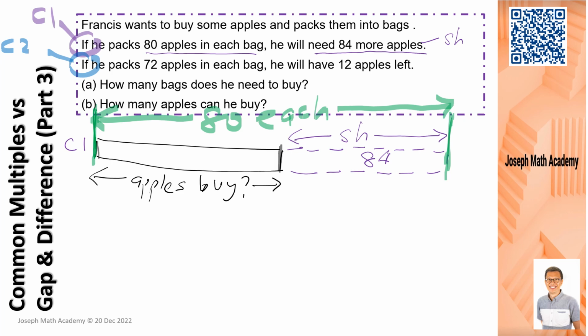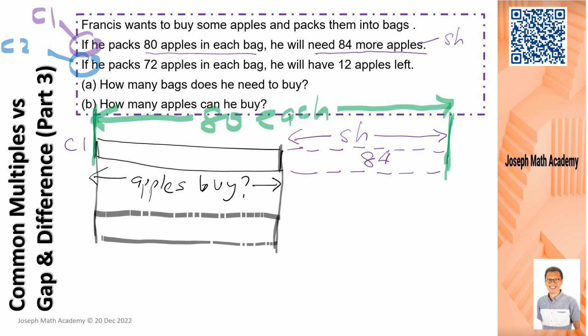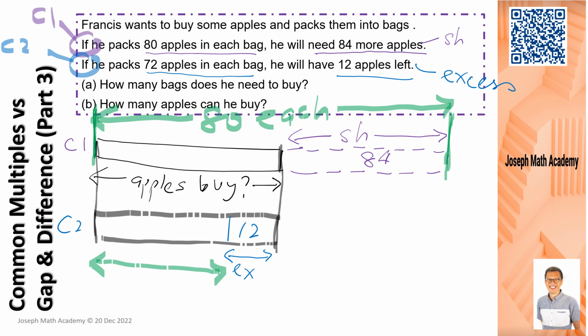So I'm going to draw the next model for case 2. Alright? And it's like that. What he has to buy. Okay? So let me talk about case 2 now. So for case 2, packs 72 apples in one bag. He will have 12 left. So this is excess. Okay, so pack 72, left 12. So this is excess, EX. Okay, and what happened? This part, until here stop, would be 72 apples in each bag.